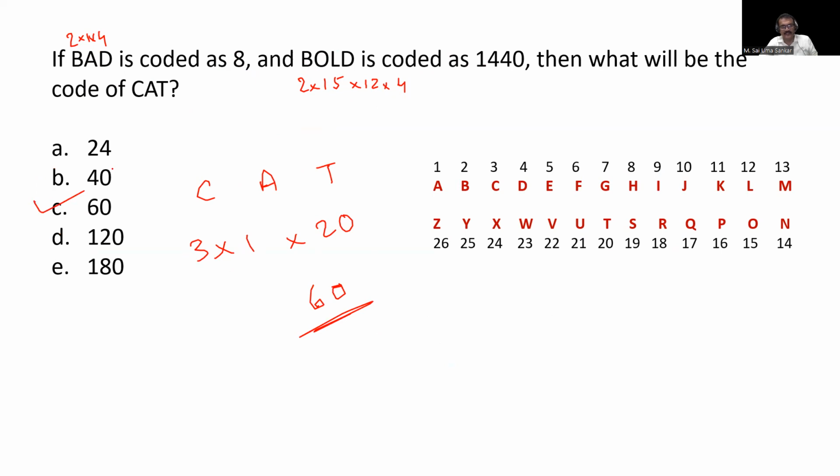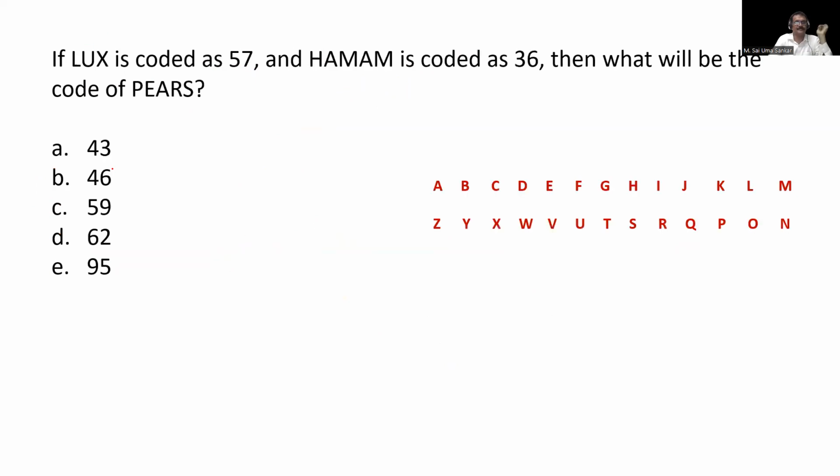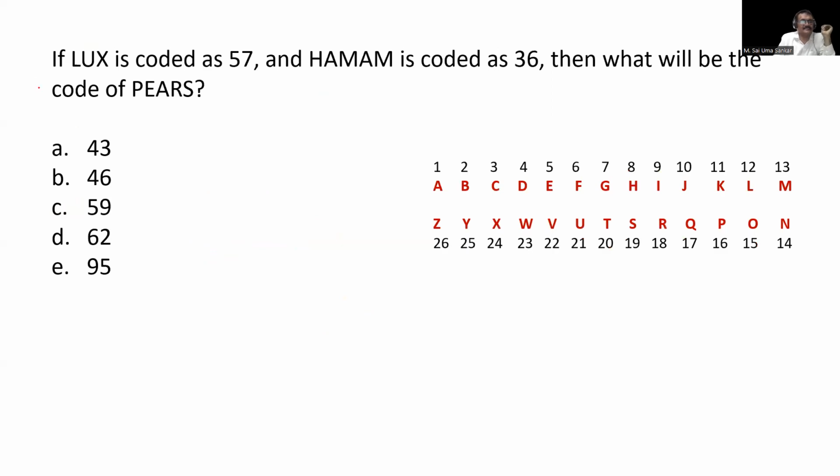Here, the product of place values of that word. Next, LUX is 57. What is the LUX? L is 12. What is the U? That is 21. What is the X? That is equal to 24. What is the sum? 24 plus 21, 45 plus 12, 57.